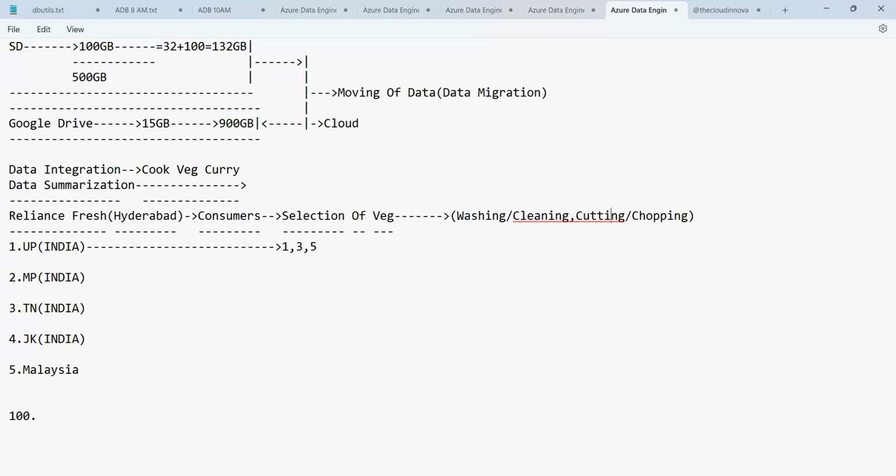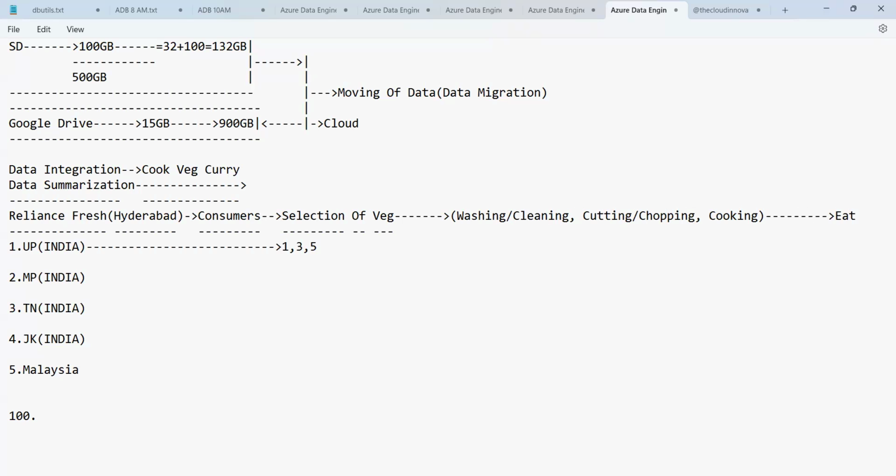Cutting and chopping is the next process we perform. And finally, what is it we do, guys? We go for a cooking process. Once the cooking is done, finally what do you do? You eat the vegetable curry.